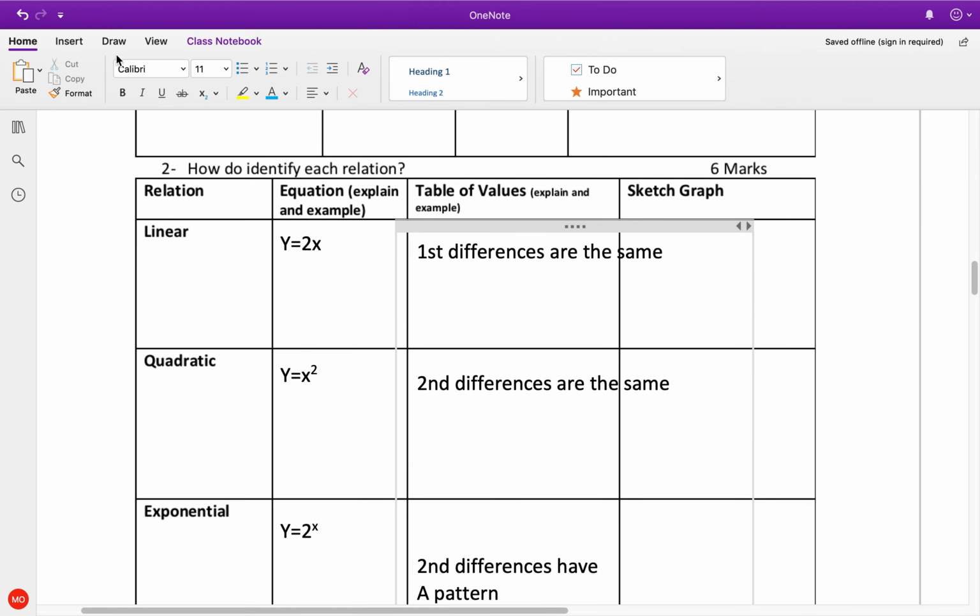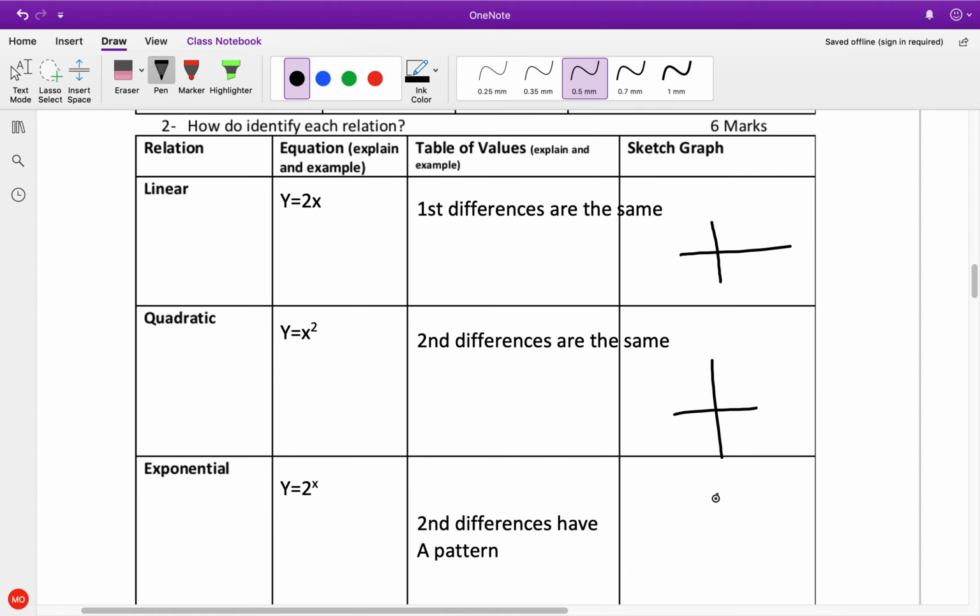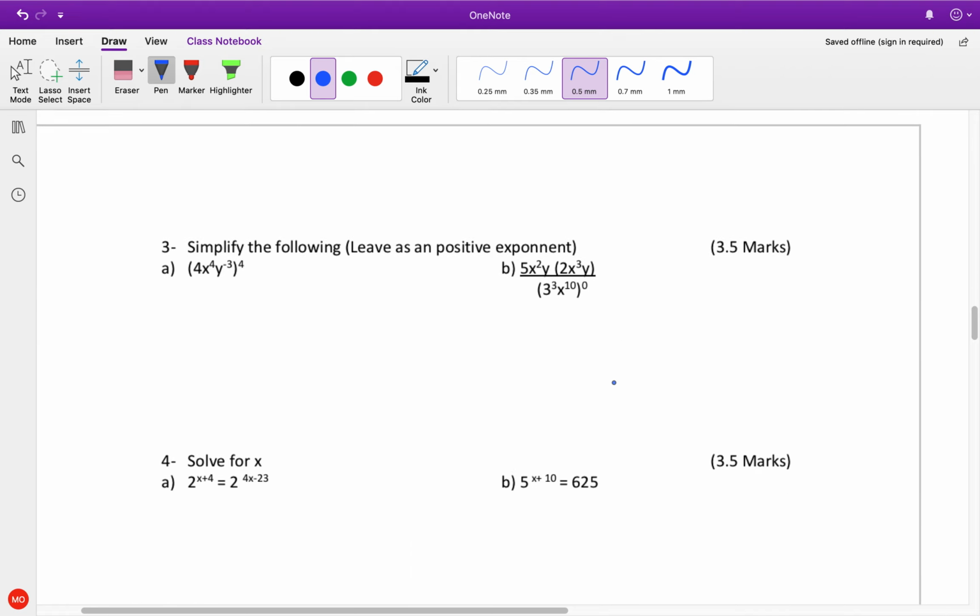And then let's do some sketching. So I'm going to make a Cartesian plane for all these. That's not a very good Cartesian plane. This one here is just a line going that way and that way. This one here is going to be a parabola. This one here is exponential, so it's going up slowly and then picks up steam real quick.